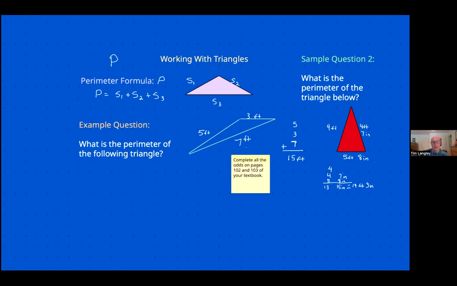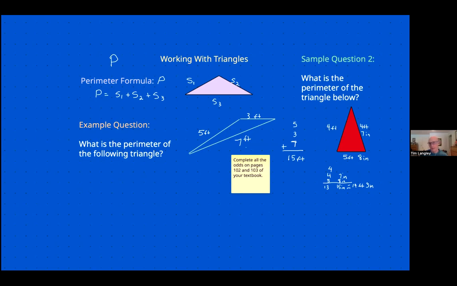So here's an example question on the bottom left: what's the perimeter of the following triangle? I've got this triangle here that's got a 5 foot, a 3 foot, and a 7 foot side. So I just add up all those sides and I get 15 feet. Okay. Another sample question. What is the perimeter of the triangle below?